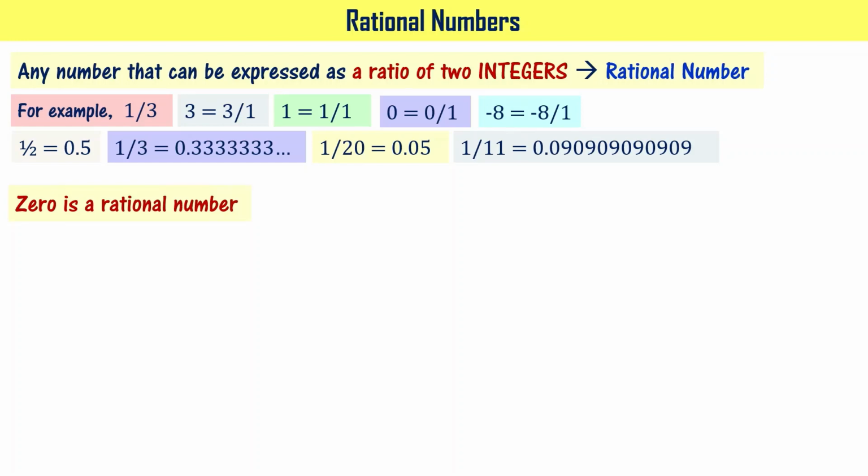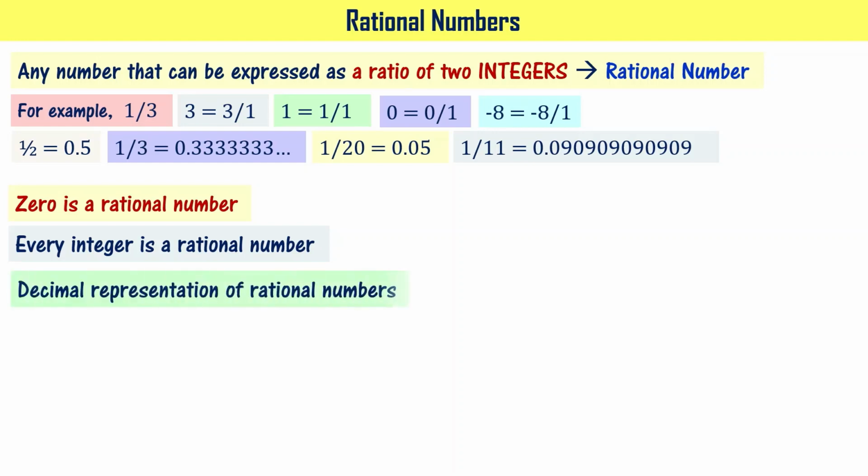As you have seen here, 0 is a rational number and every integer is a rational number, and the decimal representation of a rational number is of two kinds. One is terminating. For example, half is equal to 0.5. The decimal expansion of half is terminating after one digit. 1 by 20 can be written as 0.05. The decimal expansion of 1 by 20 is terminating after two digits, right?